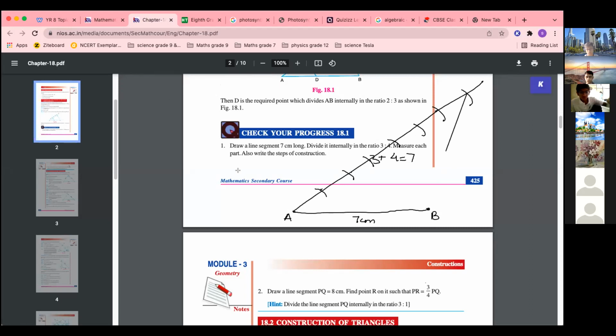And then 2:3, sorry, 3:4. So 1, 2, 3. 3 is this. From here, I have to draw a parallel line. So it should be parallel. See, it is looking parallel. It is parallel. So this is the required point on AB. Point D divides it in the ratio 3:4.